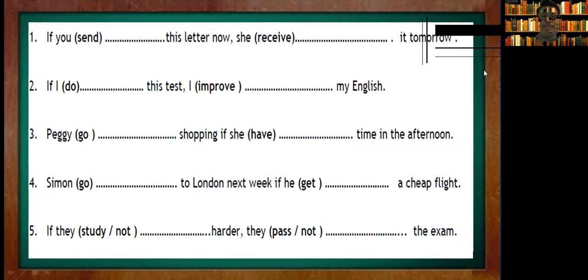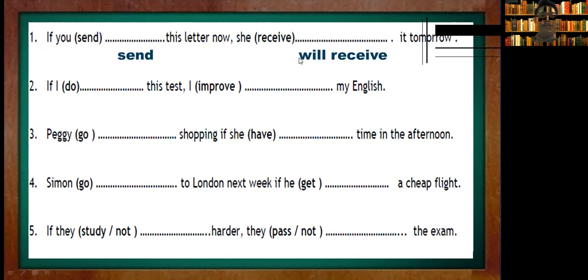If you send this letter now, she receive it tomorrow. So how do we answer send? Is it send or sends? Remember, your subject is you, counted as plural. So definitely no S. So your answer must be send, because present simple, right? Here, receive. You insert will, so receive will become will receive. So your sentence should be, if you send this letter now, she will receive it tomorrow. I hope you got it right. For sure, many of you got it right.